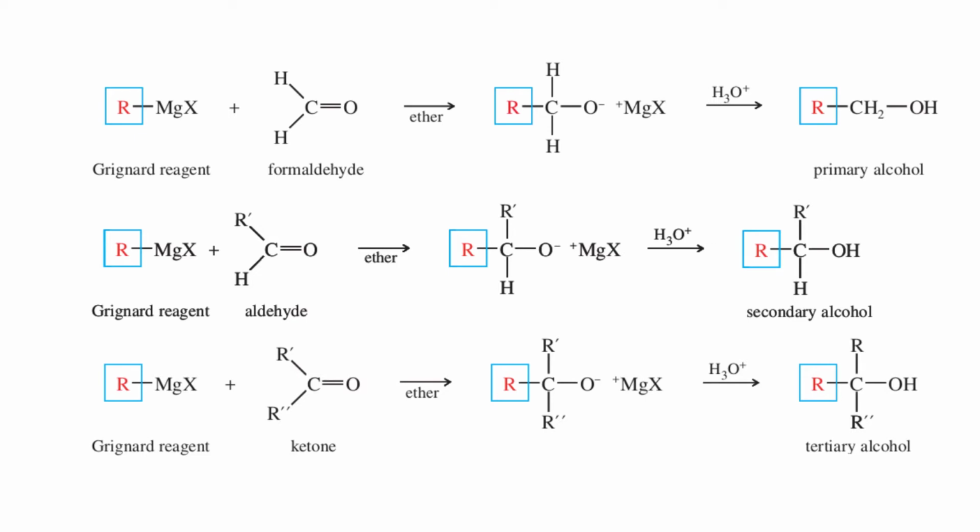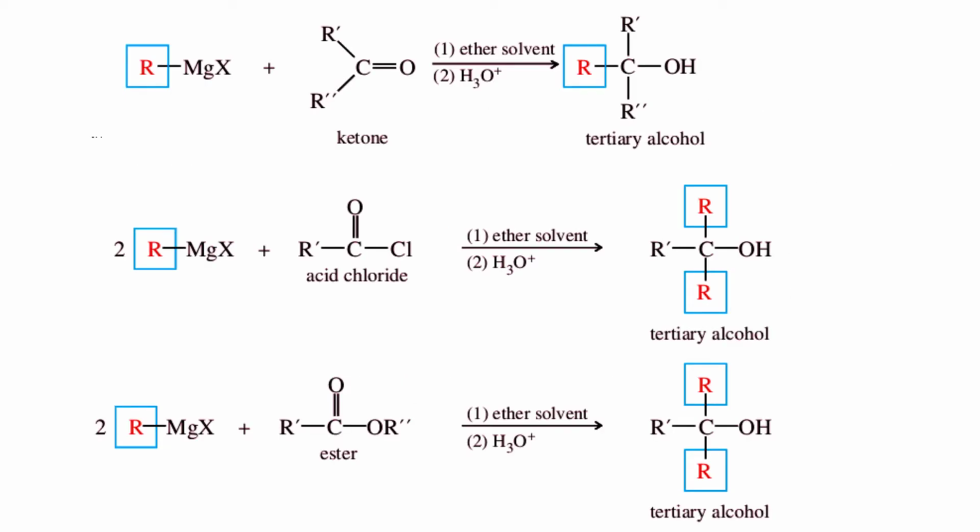Now here you see that your primary alcohol and secondary alcohol are pretty simple. When it comes to tertiary alcohol, you can get it from your ketone or esters or acid chlorides. And the major difference between ester and acid chloride is that the final tertiary alcohol will have the R group from the Grignard's reagent in two positions. This you want to remember.